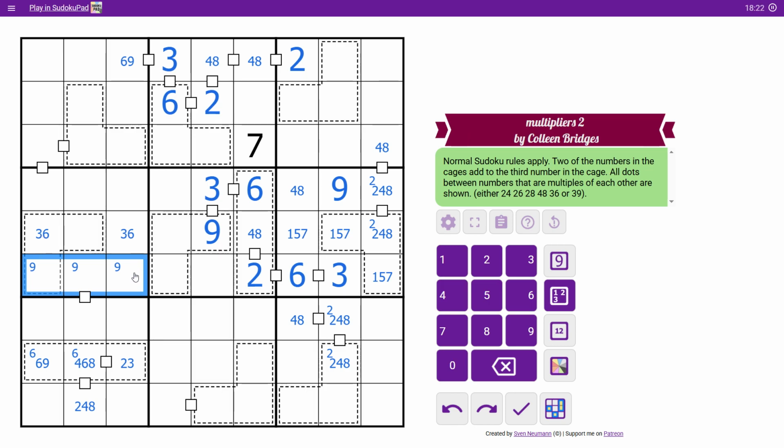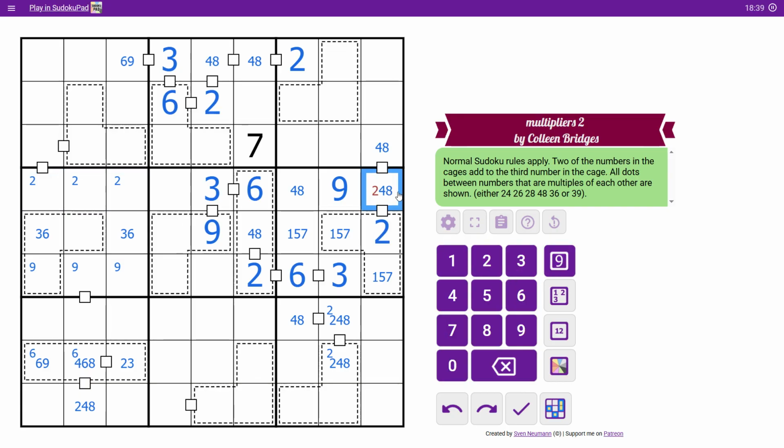So what else have we got? 2. 2 can't go there. 2 can't go next to the 6s. It doesn't matter where the 6 is, it's either there or there, so the 2 can't go there. Can't go there. That means there's a 2 up there. That gets rid of that 2 and tells us that the 2 is there.